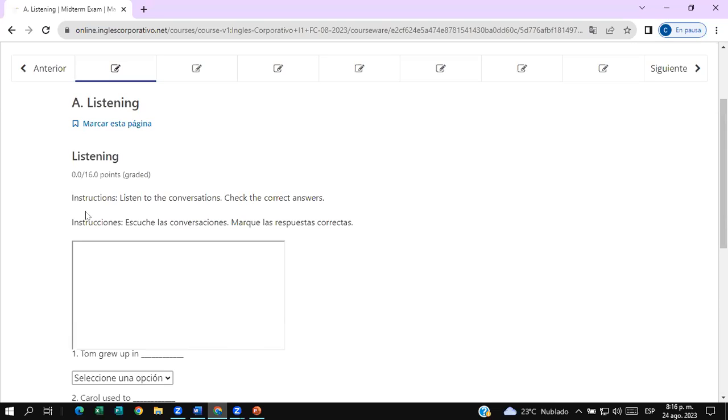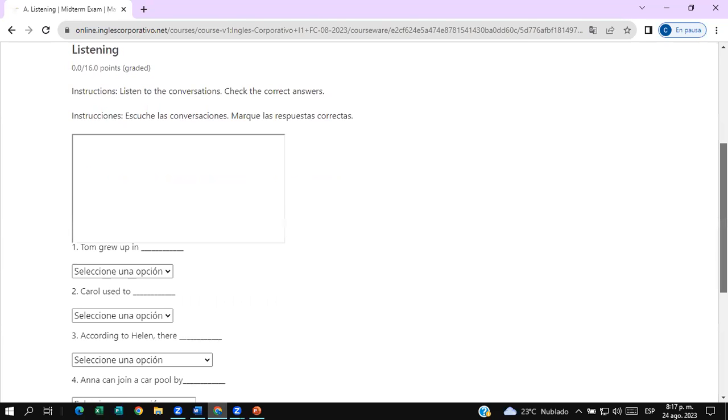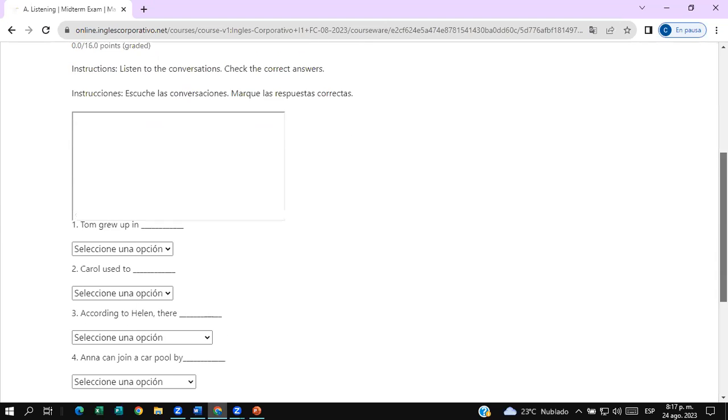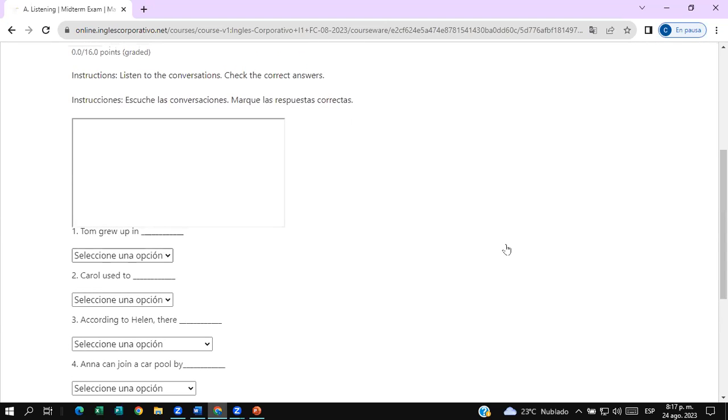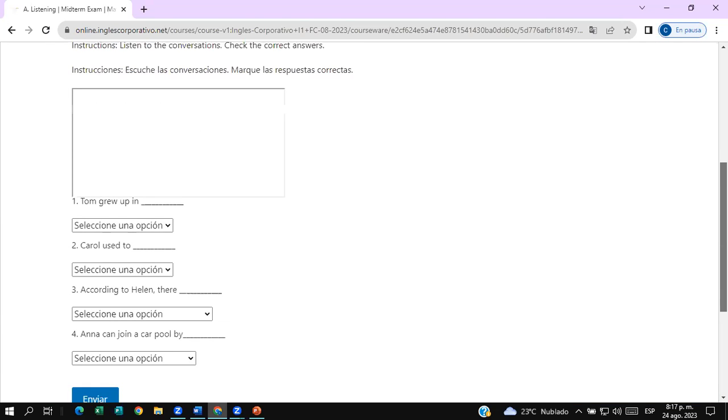It says, instructions, listen to the conversation, share the correct answers. But I don't see the MP3. Yeah, right. Okay. It's not in good shape. We're going to just select the best options. We're not going to complicate ourselves.